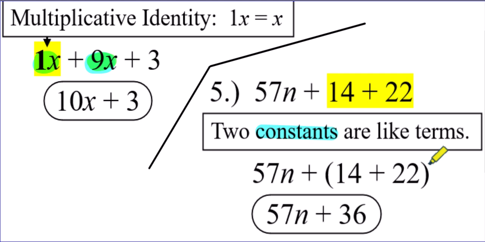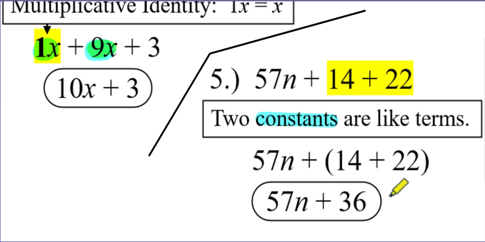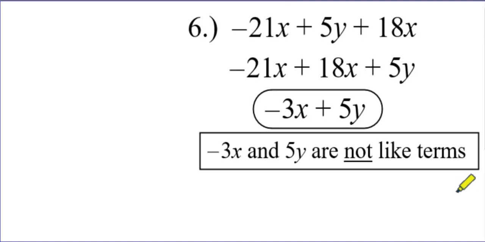Just group them together and add them together and get 36. Oh, by the way, I'm not going to lose sleep if you don't actually draw the parentheses. You could just add them together and I would be fine. Just don't add it to the thing that has an n because they would not be like terms. And finally, problem number 6.